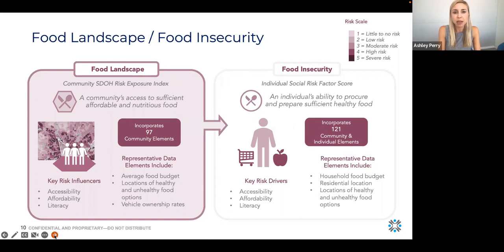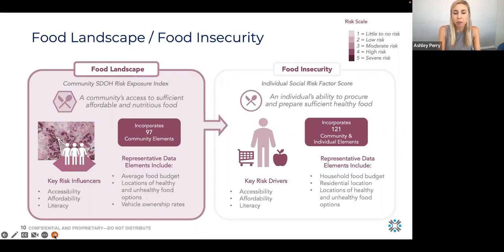Starting with the food landscape on the community side, what you see on the left-hand side of the slide is a summary of how we generate that risk score. So that incorporates 97 distinct data elements that are culled from a number of different data sources. And all of those data elements roll up into what we've identified as the 3 primary influencers of risk around the food landscape. And those influencers include the accessibility of food, the affordability of food, and food literacy within a given community.